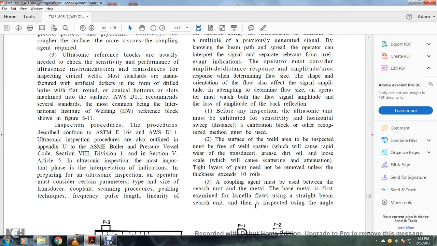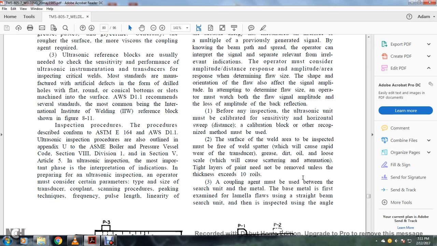Step 1. Before an inspection, the ultrasonic unit must be calibrated for the horizontal sweep and distance. The calibration block or a recognized method must be used. The surface of the weld area to be inspected must be free of weld spatter, which will also cause rapid wear of the transducer, and of grease, dirt, and oil and loose scale, which will cause scattering and attenuation. Tight layers of paint need not be removed unless their thickness exceeds 10 mils.